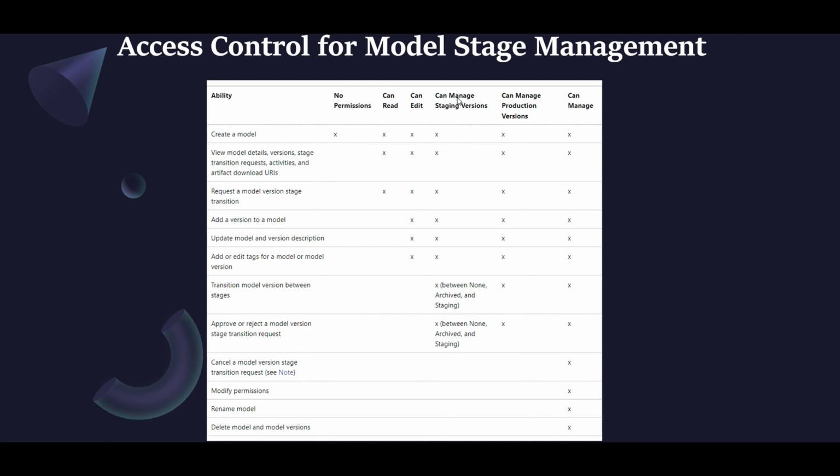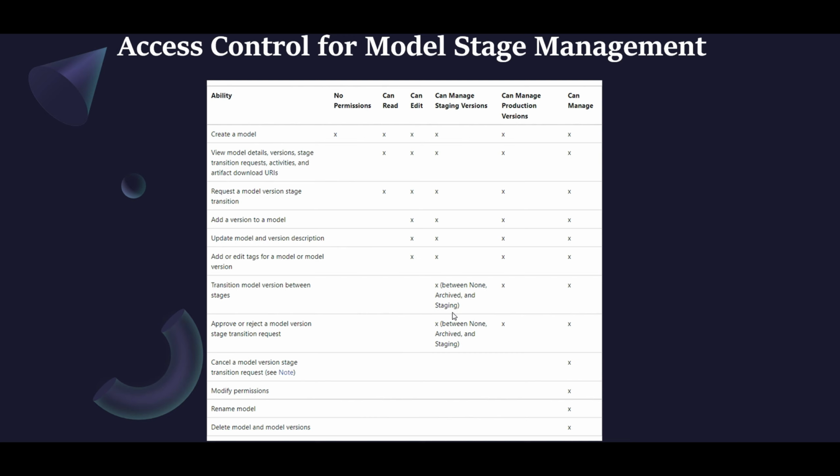If you have managed staging, you have the same permissions, but you will also have the permission to transit a model between different stages, not just requesting sending a model to a new stage. You can actually do the transition by yourself. You can approve other people's requests or reject them. If someone is going to move a model from dev to stage, for example, you can do that. But be careful, this role is just for between non-archived and staging stages.